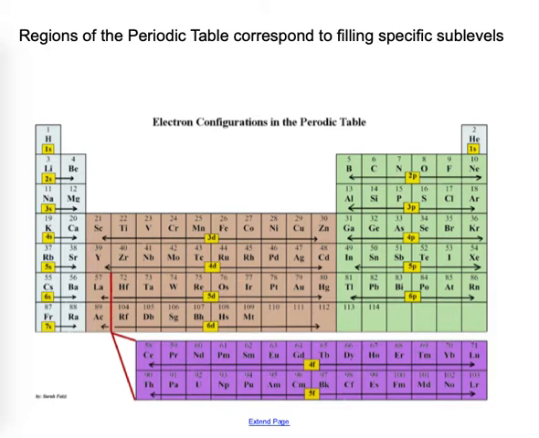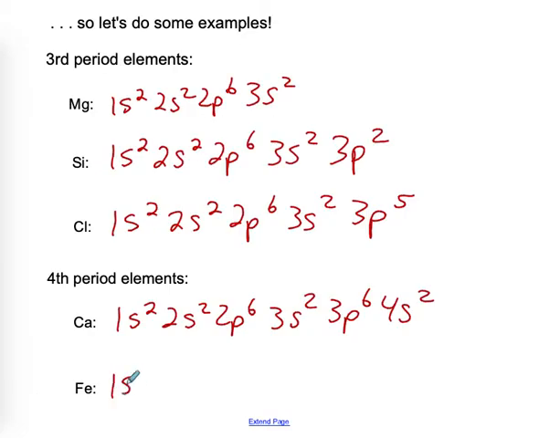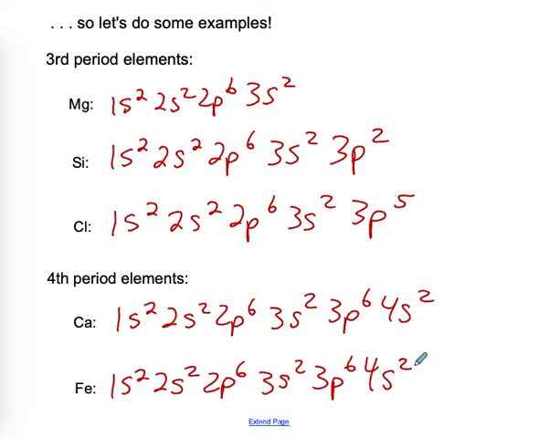For iron, now notice, after calcium, with 20 electrons, I filled the 4s sublevel, but now remember the 3d sublevel actually fills after the 4s sublevel. So even though I'm in the fourth period, after filling the 4s sublevel, we begin to place electrons in the 3d sublevel. So for iron, I'll write 1s2, 2s2, 2p6, 3s2, 3p6, 4s2, and to get to iron, I need 6 electrons in the 3d sublevel, so I'll finish it with 3d6.